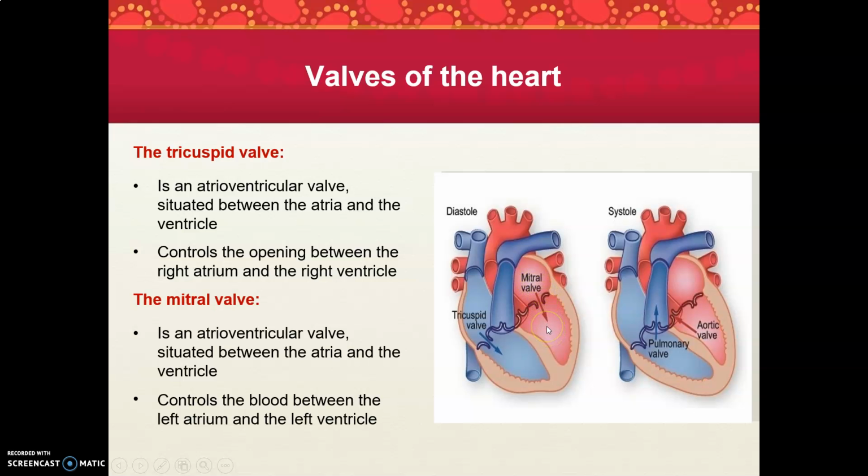Now, the easiest trick to remember which valve is present in which chambers is LAB RAT. LAB stands for left atrium, bicuspid valve. Similarly, RAT stands for right atrium, tricuspid valve. So here you can see, LAB: the left atrium has the mitral or the bicuspid valve, and the right atrium has the tricuspid valve.